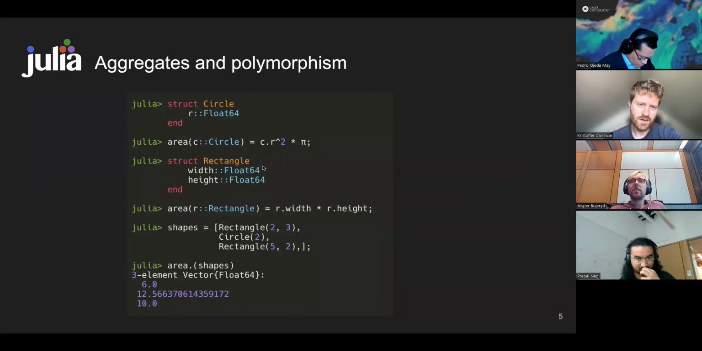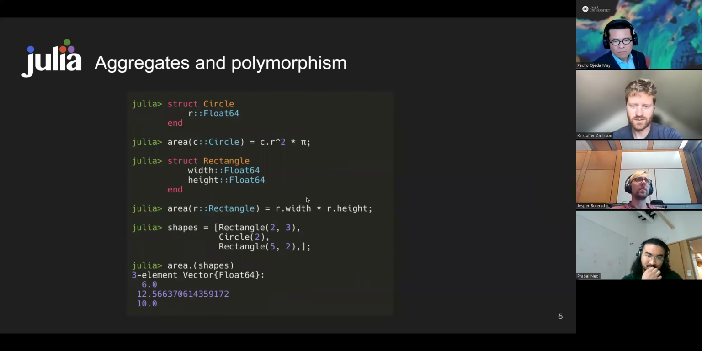So let's look a little bit at aggregates, or structs, and polymorphism. You can create a struct here, which I call a circle, which has a radius. And we have a method here that acts on a circle and computes the area. Then I have a second struct, a rectangle with a width and height. Then I have another method which acts on rectangles and computes the area in another way. And I can create a vector of these shapes. And then I can call a function on the shapes.